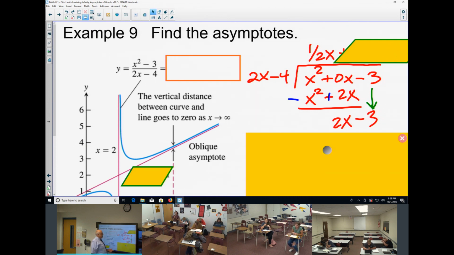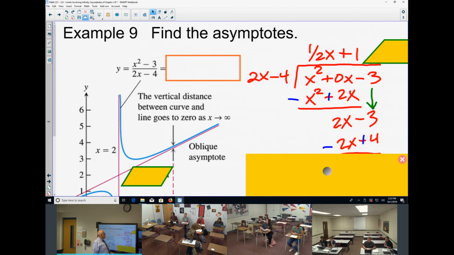So now you look at the leading terms again. What times 2x is 2x? 1. So you put a +1 up there, and you multiply through, and you get 2x minus 4. Change the signs, boom, boom. This goes to 0, this goes to 1. -3 plus 4 is 1. But you really don't care, because that's the remainder.